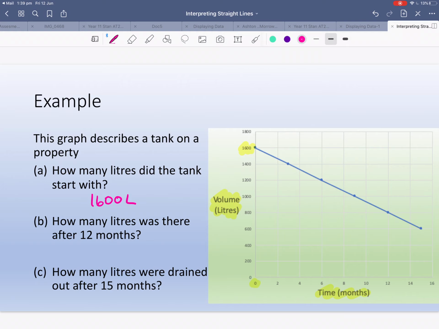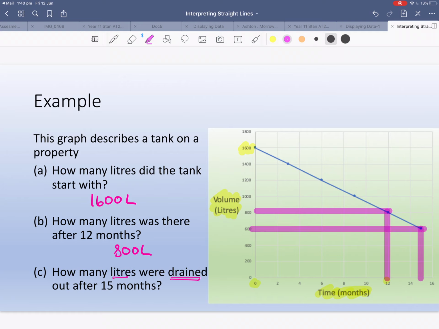How many litres was there after 12 months? Okay, so now I have to look at the months. Down here, 12 months. How many? So I'm going to have to draw my straight line up and then look across there. Oh, 800 litres there was after 12 months. And the last question is, how many litres were drained out after 15 months? So this is really interesting because it says drained out, so it's not straightforward. So after 15 months, it looks like there will be 600 litres.